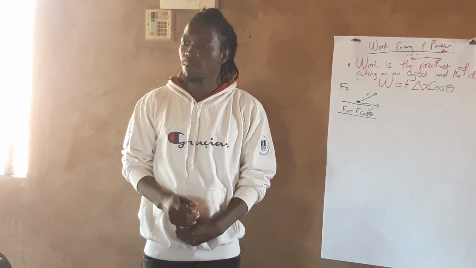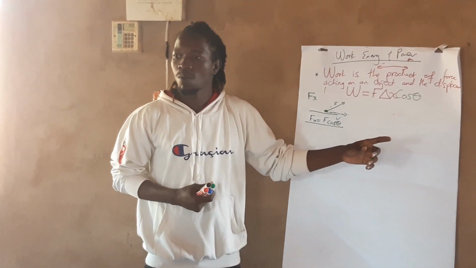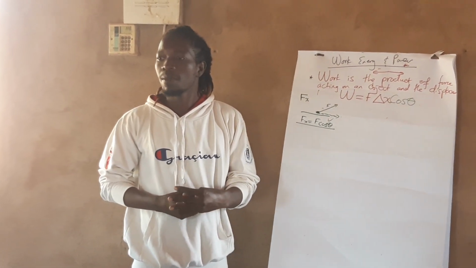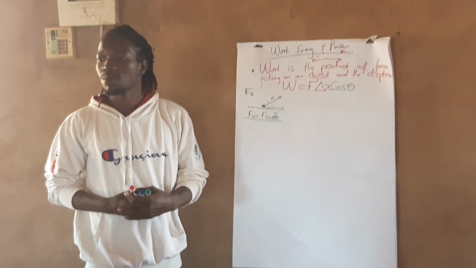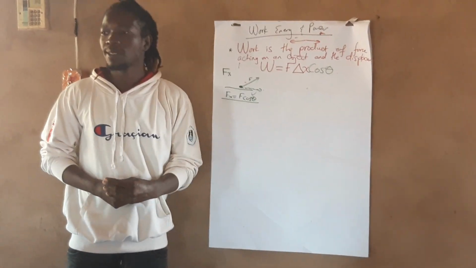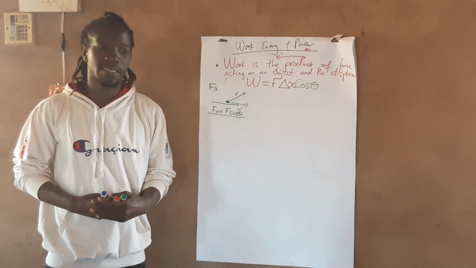So when the object is moving in the same direction as the force, it's a positive one. It's equal to 1. Which means I will exclude cos theta. Yes, you can exclude this cos theta. I will not use it. I'll just use F change in x.